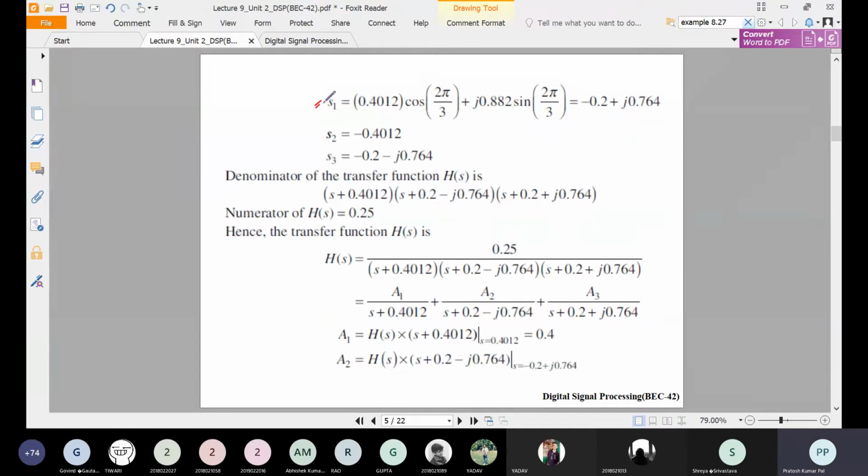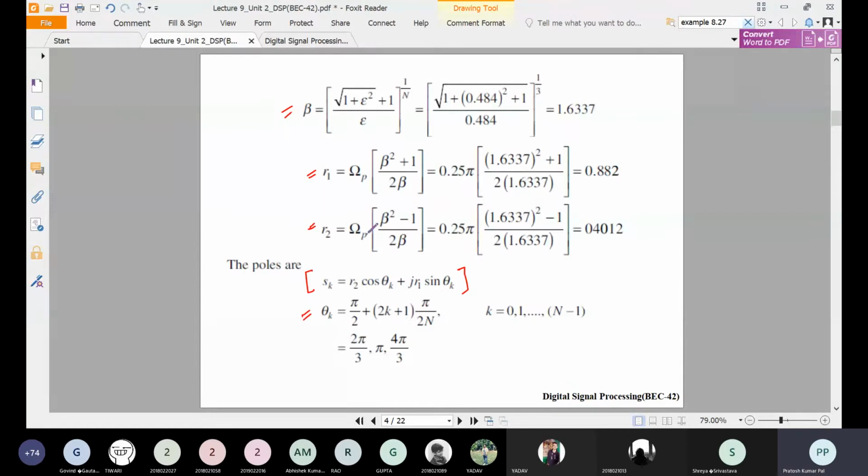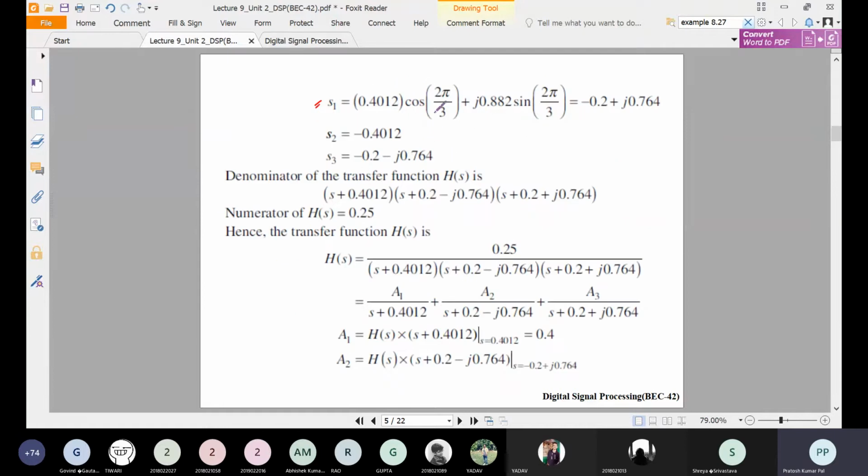So this is the first value calculation. In that formula, the r2 cos theta k plus j r1 sin theta k will be put in with all the values, and we will get this value. Whatever the first value is, if it is in complex form, then there must be another complex pole. Poles that are complex in nature will always exist in pairs. We call these poles a conjugate pair, which means if we calculate the conjugate of this, it will be this value.